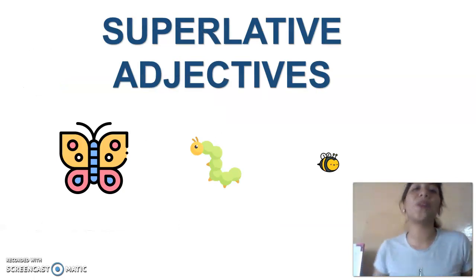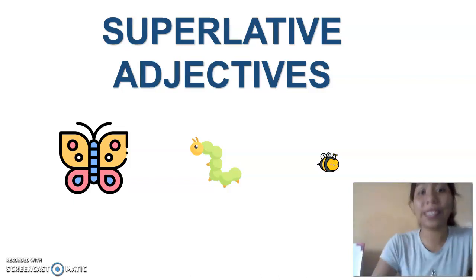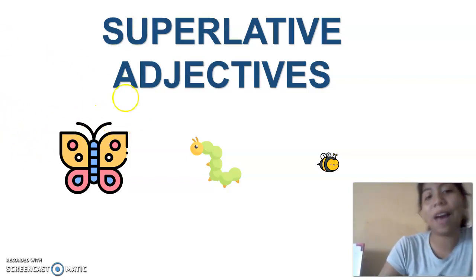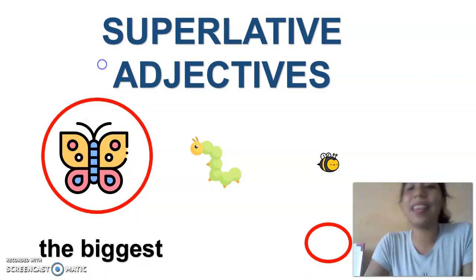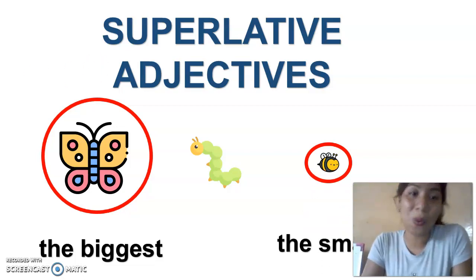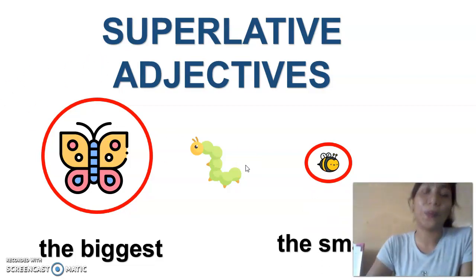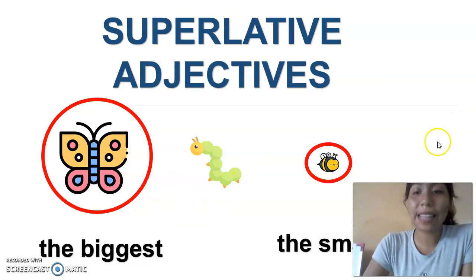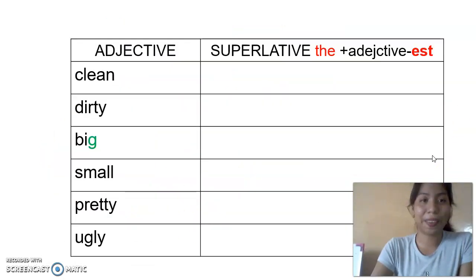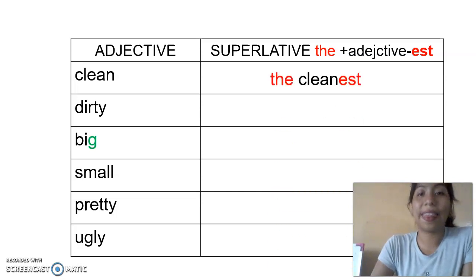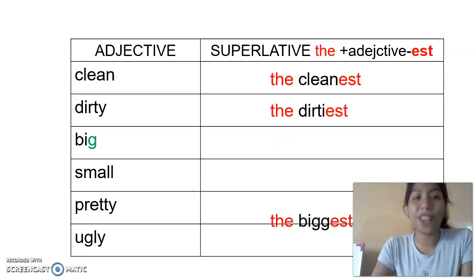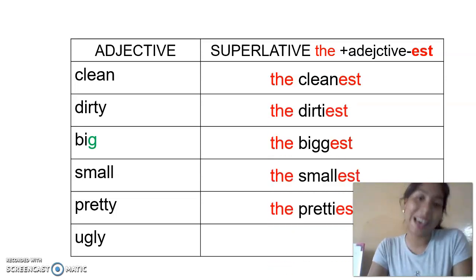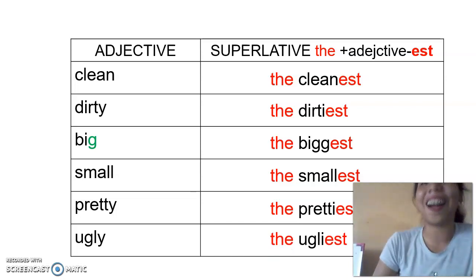As I said before, superlatives are used to highlight qualities in a group. We have, in this case, more than two animals. We have three. This animal is the biggest, and this one is the smallest. We have two cases in the same group: the biggest, the smallest. Remember how you change this? The cleanest, as you saw in the example, the cleanest, the dirtiest, the biggest, the smallest, the prettiest, the ugliest.